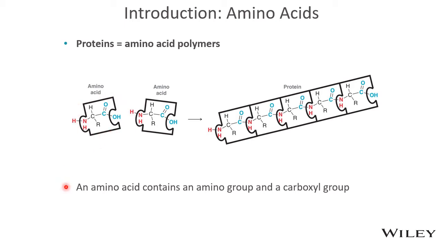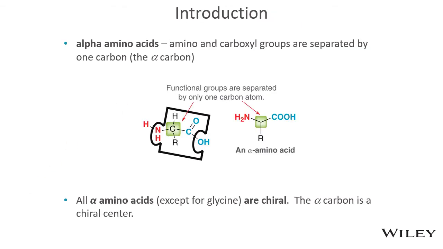Now the term amino acid comes from the fact that amino acids contain an amino group, or an NH2 group here, and a carboxyl group, or carboxylic acid. So the term amino acid: amino, and acid. The most common type of amino acids are alpha amino acids, and that's when we have the amino group and the carboxyl group separated by a single carbon.